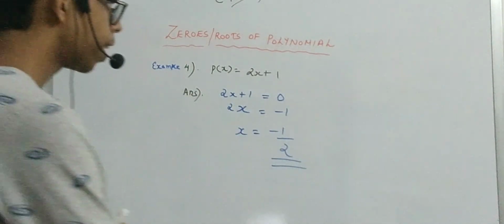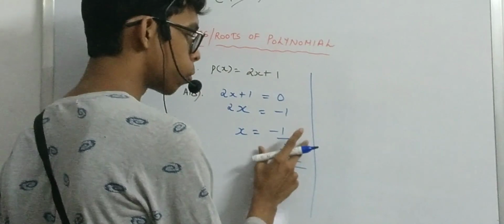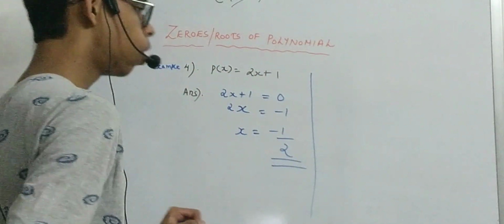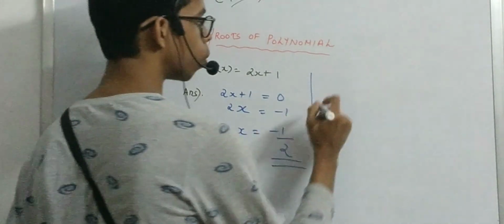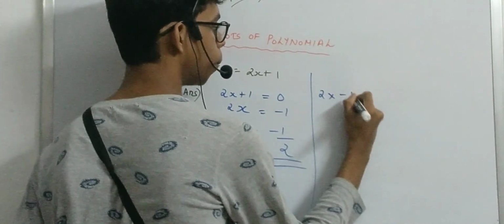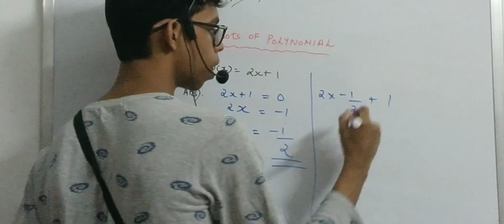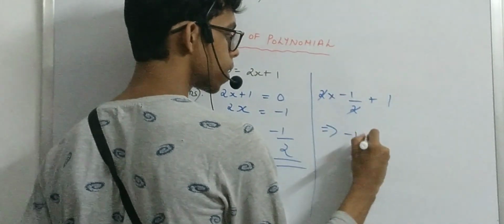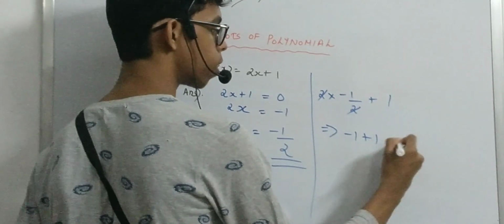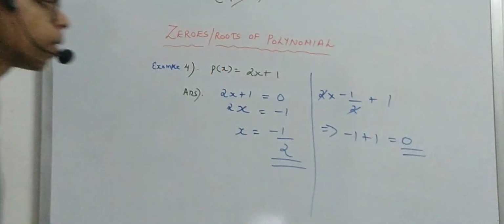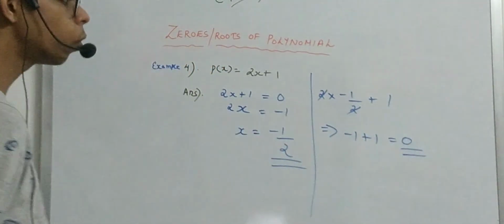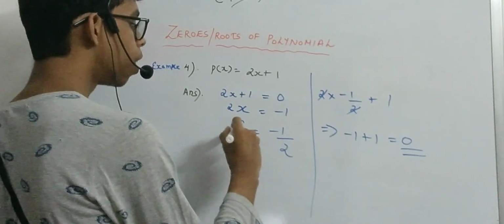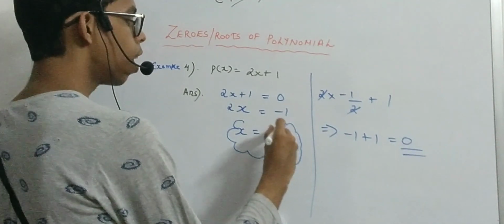You can just verify and see. How can you verify? Just substitute this value over here and see whether you are getting p of x equal to 0, the value of the polynomial equal to 0. So 2 into minus 1 by 2 plus 1. This 2 and this 2 cancel, and what is left with us? Minus 1 plus 1. So minus 1 plus 1 is what? 0. Okay, so definitely x is equal to minus 1 by 2 is the 0 of the polynomial. So you can write this as the answer.